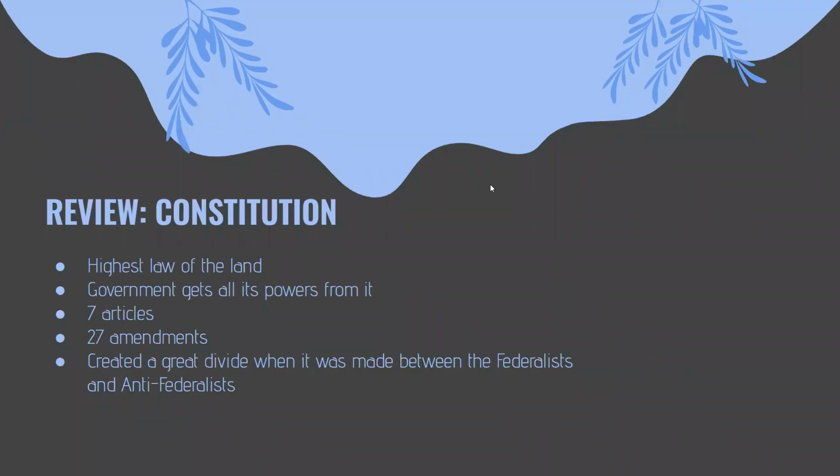Let's review the Constitution. So it's the highest law of the land. The government gets all its powers from it. It has 7 articles. We're not going to jump too deep into what each of the articles include. There's 27 amendments. If you're curious about those, I posted a thing on Google Classroom. You can go check it out. And it created a great divide when it was made between the Federalists who supported the Constitution and the Anti-Federalists who were against it.